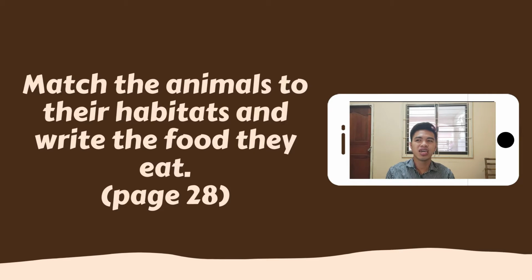Okay? So here we're going to see some animals and then we're going to decide what are their habitats, or where do they live. And then at the lower part of the picture, you're going to write what do they eat. Okay? So let's go to the first number.